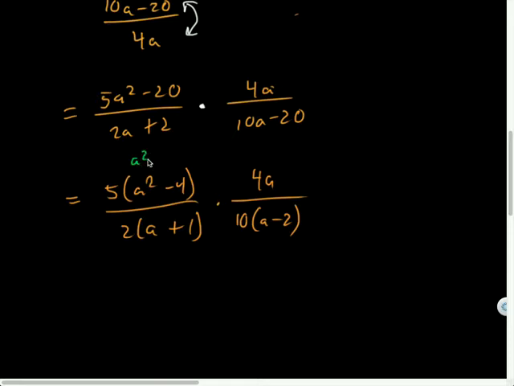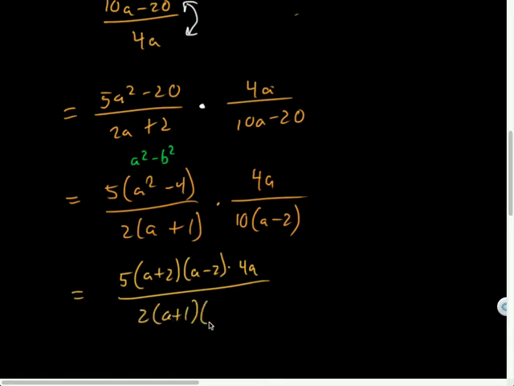Different squares. A squared minus b squared right there, right? Difference of squares, so I can factor a little bit further. So 5 times a plus 2, a minus 2, times 4a. Might as well write it all over a jumbo fraction vinculum there. 2 times a plus 1 times 10. So multiply by 10 times a minus 2.